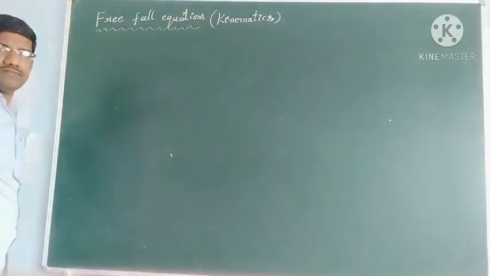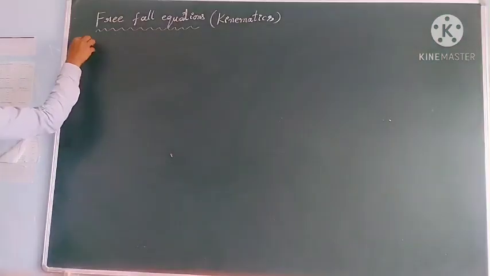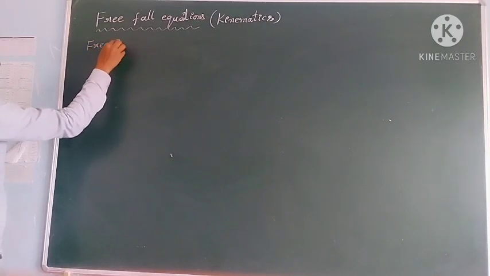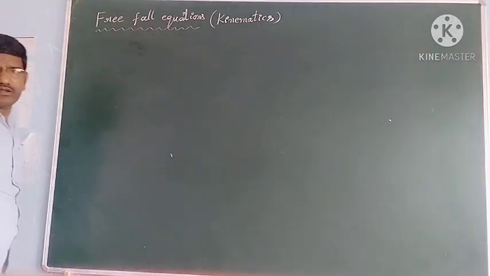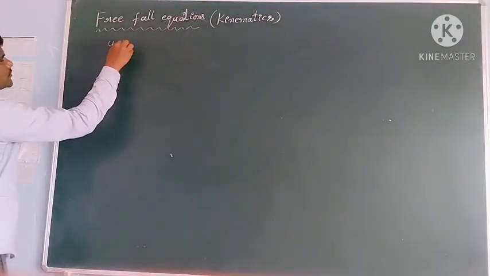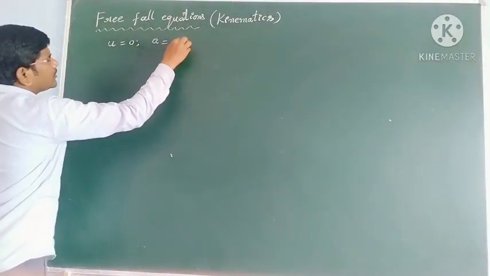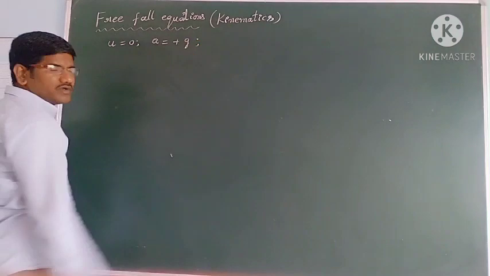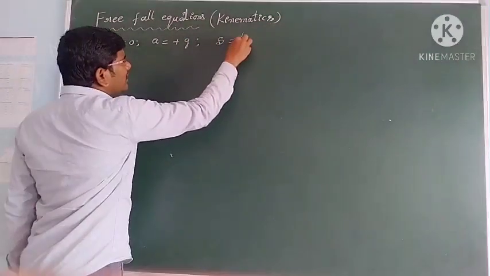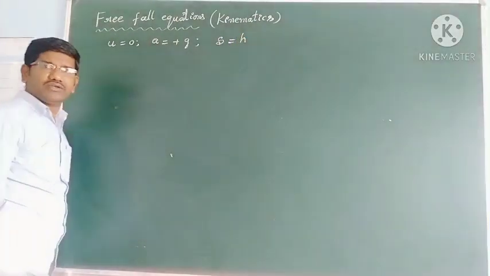Okay students, now we know that for a freely falling body, the initial velocity is equal to 0 and a is equal to plus g, and displacement is equal to height. The displacement traveled is equal to height, we have to write it.